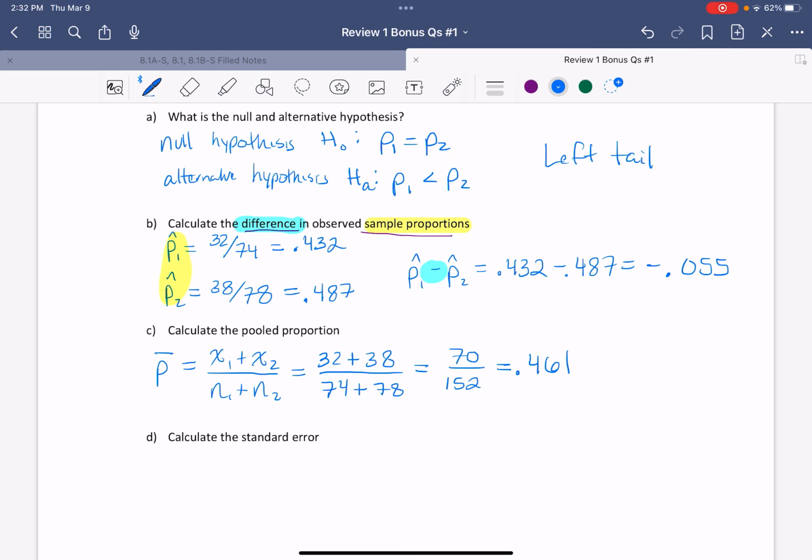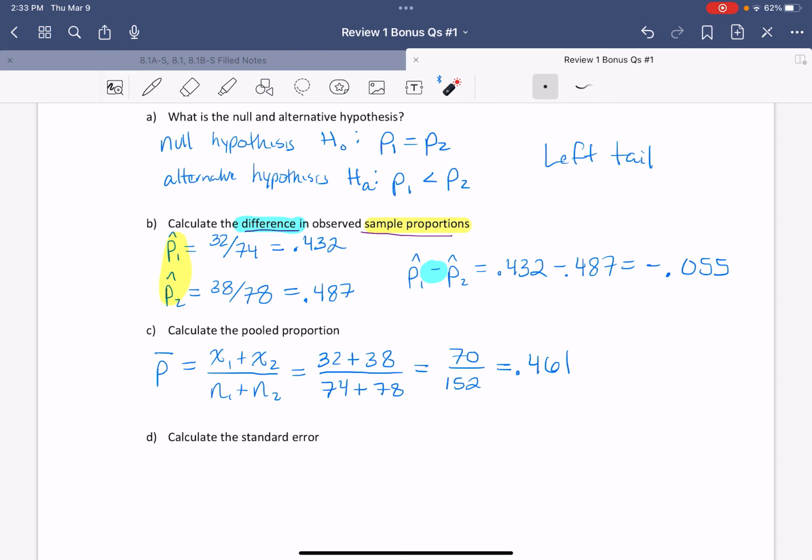What did you get? 70 over 152. So, what we're doing here is it's really coming from this formula, x sub 1 plus x sub 2 over n sub 1 plus n sub 2. X sub 1 is the number of successes here, 32. 38 is the number of successes from the second population. And then on the denominator, you add together the sample sizes, which was 74 and 78. 32 plus 38 is 70, and then 74 plus 78 is 152. So then I add this across, add that across. Any other questions?